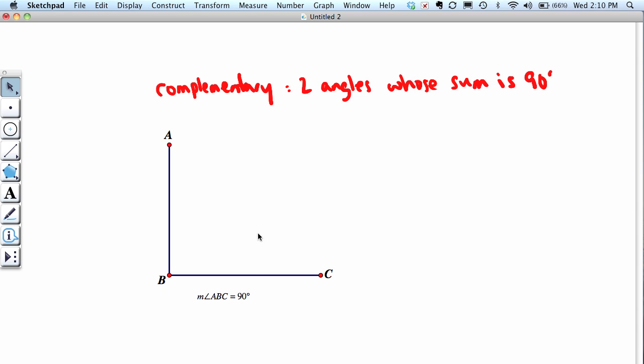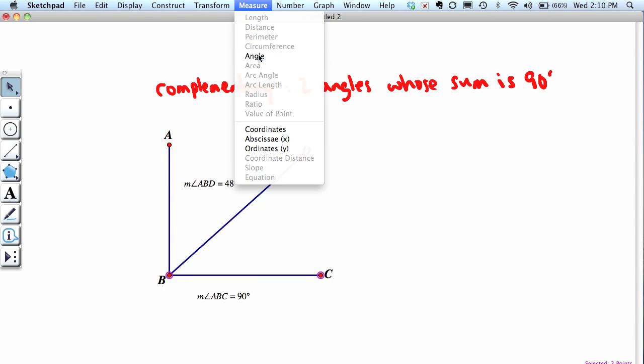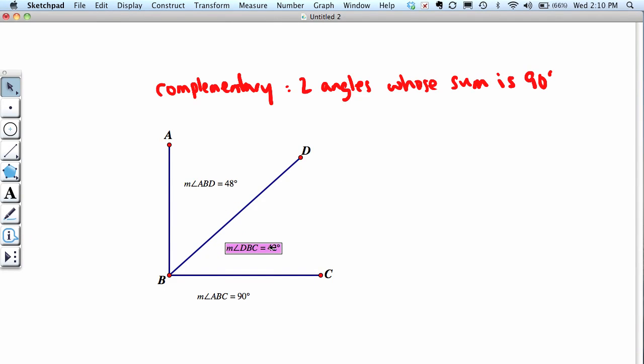And so what I'm going to do now is put a line to cut this 90 degree angle into two pieces. And so here's that piece right there. Now I'm going to measure both of those smaller angles that have been made. So there's 1, 2, 3. We'll measure that angle here, and I'll put that in the middle, 48 degrees. And I'll do the other one here, D, B, C, and I'll measure that one, 42 degrees. And so you can see 48 plus 42 is 90 degrees.